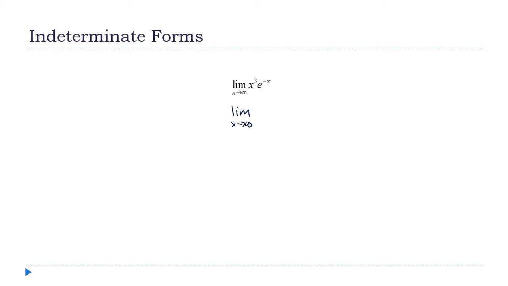as x approaches infinity of x to the 3rd over e to the x. Okay, good. Now, if I try to take the limit of the numerator and denominator, the numerator goes to infinity, the denominator goes to infinity, and yes, now this is a L'Hopital's rule situation. All right, so let's differentiate. This is the limit as x approaches infinity. The derivative of x cubed is 3x squared. The derivative of e to the x is e to the x. And we still have a problem.